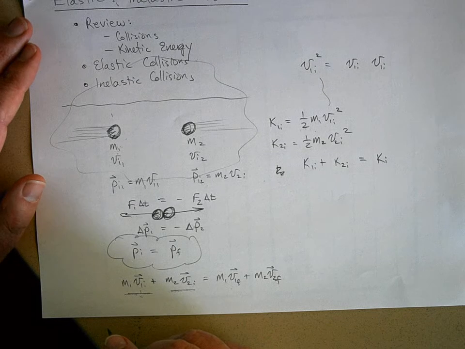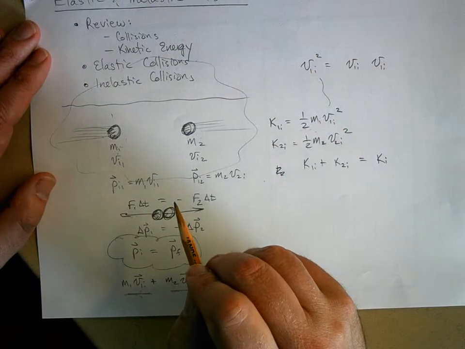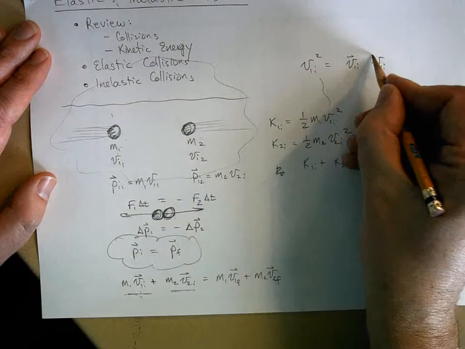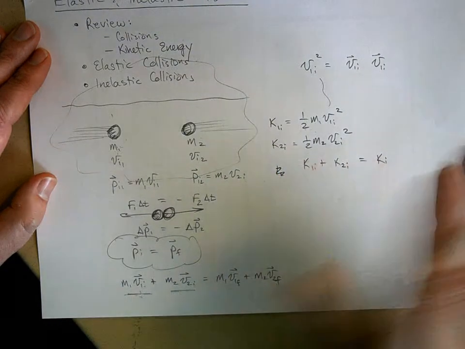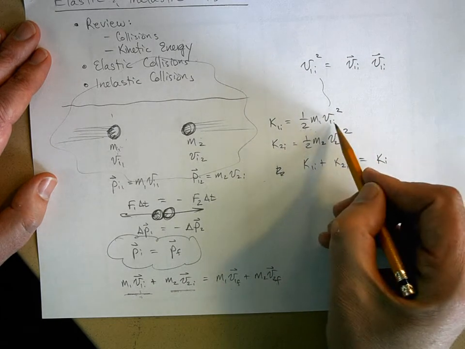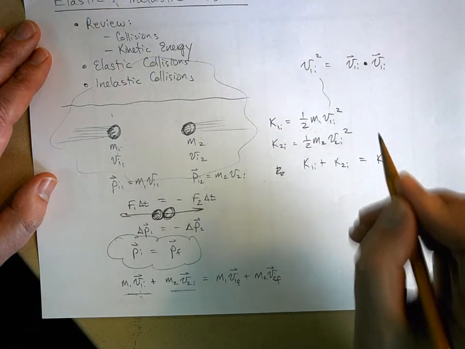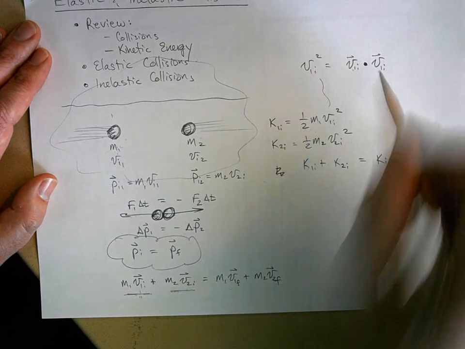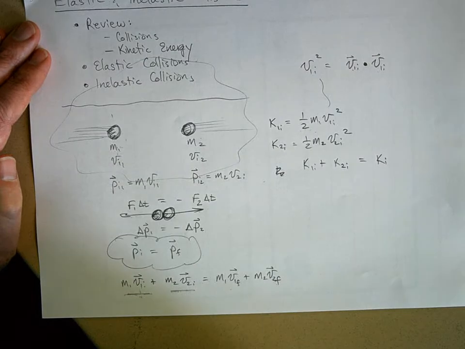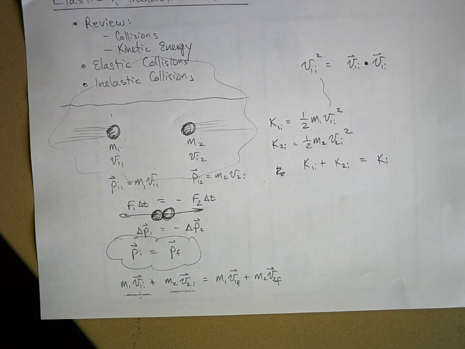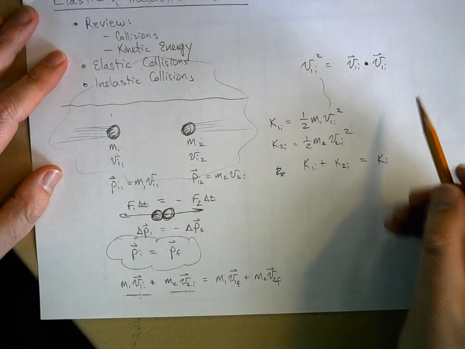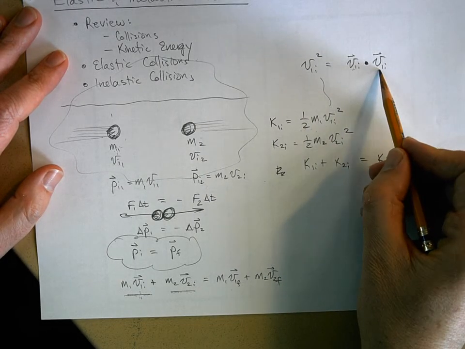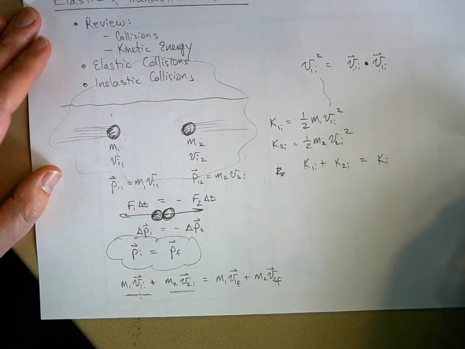But velocity is a vector. But energy is a scalar. It has no direction associated with it. So when we say V1 initial squared, what we're actually doing is we're taking the dot product, or the scalar product, of the velocity vector with itself, and thus getting rid of its vector nature. We're getting rid of its direction. So remember what the scalar product is. It's the magnitude of one vector times the magnitude of the other vector times the cosine of the angle between them.